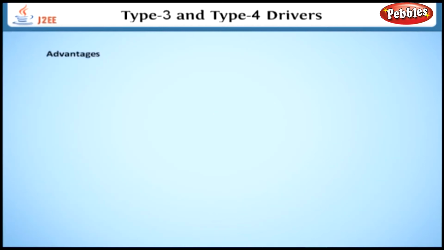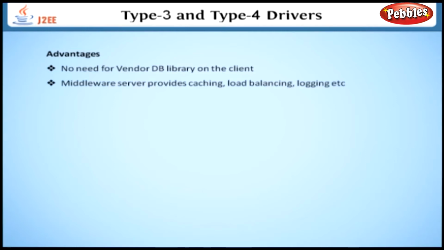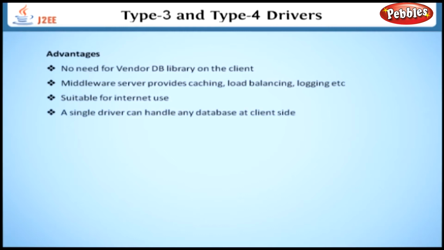Advantages. There is no need for the vendor database library on the client machine because the communication between client and the middleware server is database independent. Use of the middleware server provides typical middleware services like caching, load balancing, logging, and auditing, etc. We can use it in the Internet because there's no need for client-side software. There is a single driver that can handle any database at the client side.